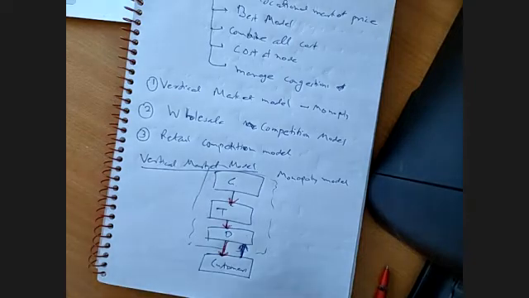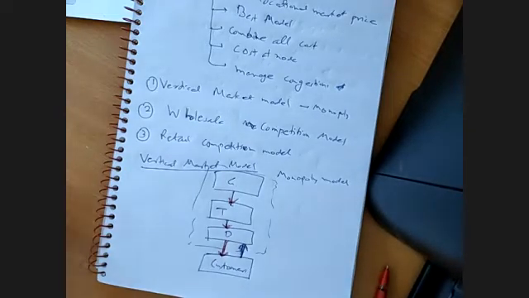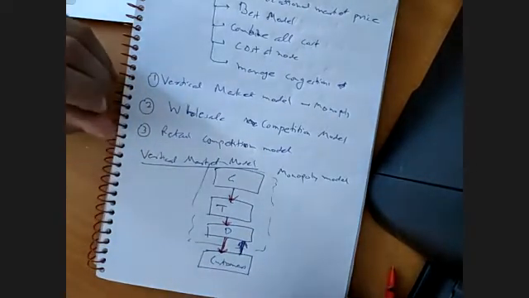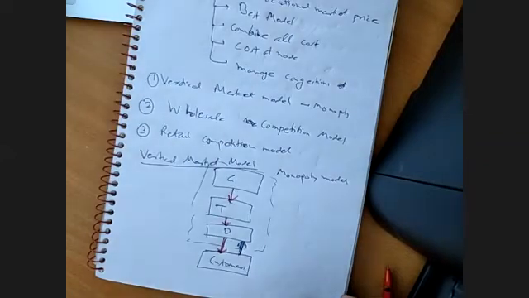In the vertical integrated utility it was often difficult to segregate the cost involved in generation, transmission, and distribution. So these utilities often charge their customers an average tariff rate depending on their total cost for the duration. So this we have discussed in detail already, this vertical integrated model.